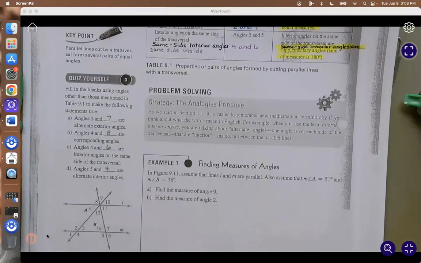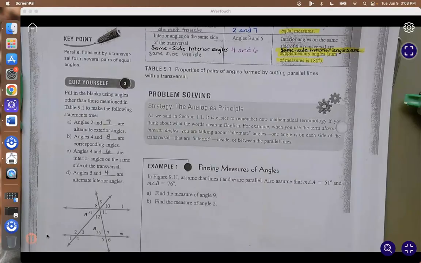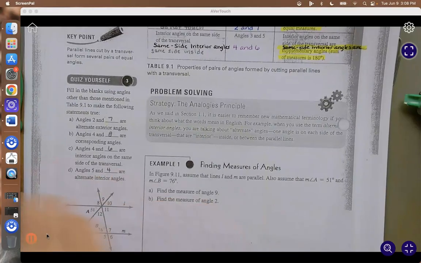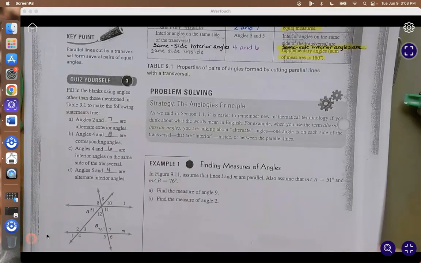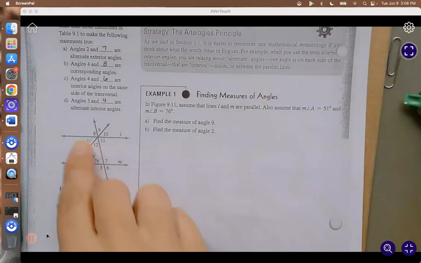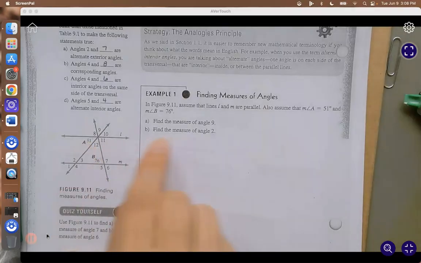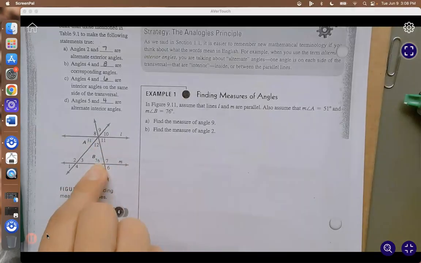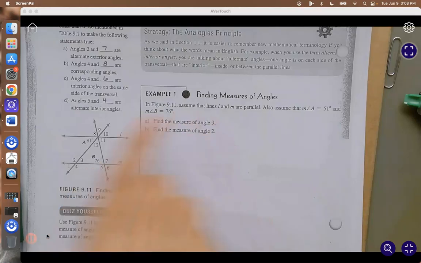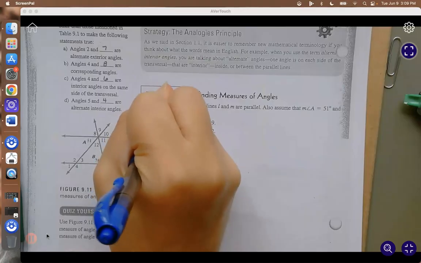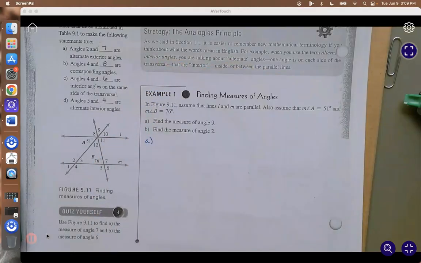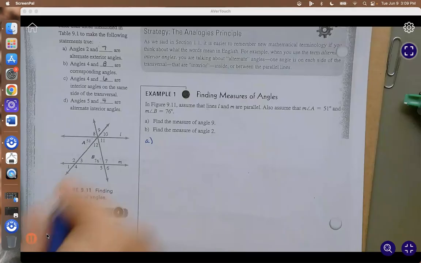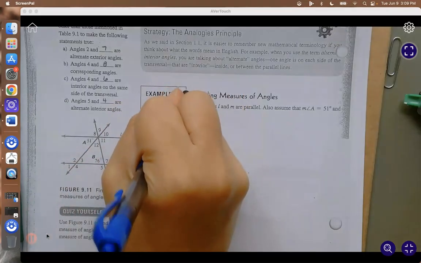Okay, so this next one's just a smidge tricky because you have 2 transversals here. Okay, it gives you an angle here, and it gives you an angle measure here. So what we're going to do is find the measure of angle 2 and 9. All right, so let's go to angle 9 first. Okay, always start with looking for a vertical angle.